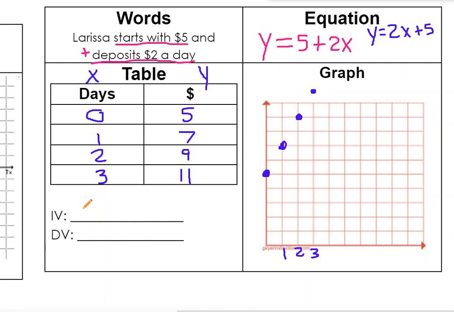Okay, so what is my independent variable? Well, my independent variable is the days she deposits, right? So what's my dependent variable? My dependent variable is my money, once again, because depending on how many days she deposits, that determines how much money she has. The money depends on how many days she deposits, right?